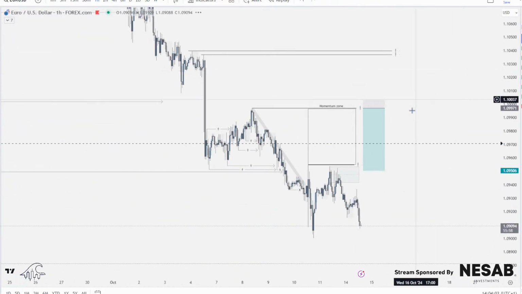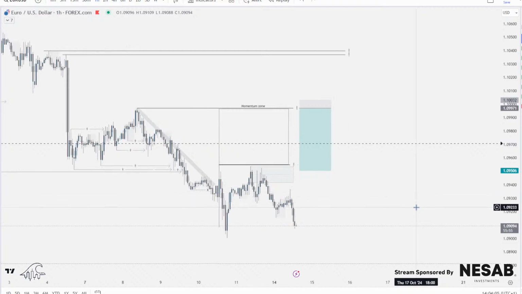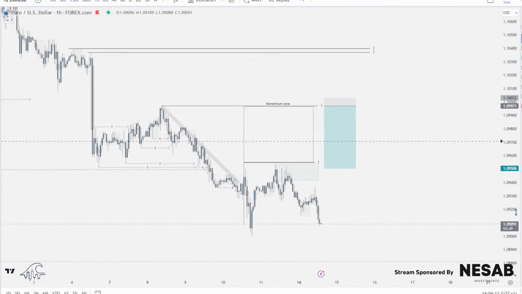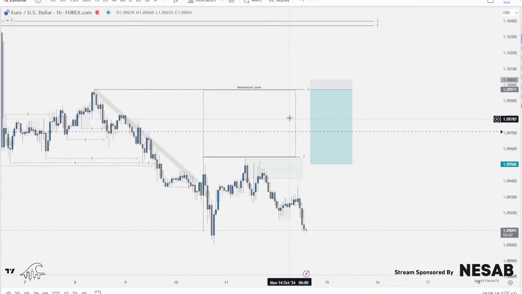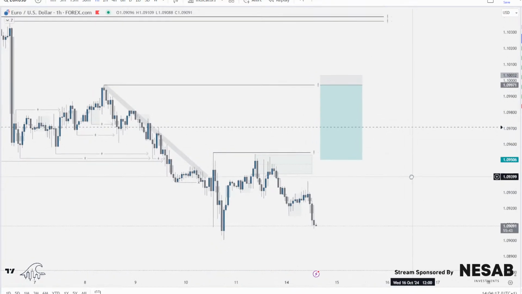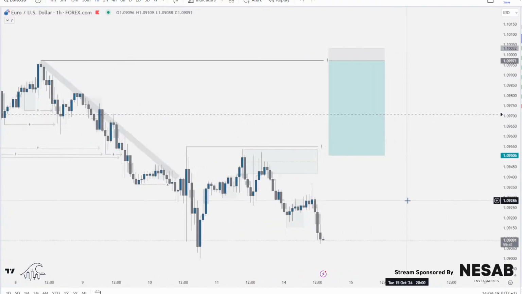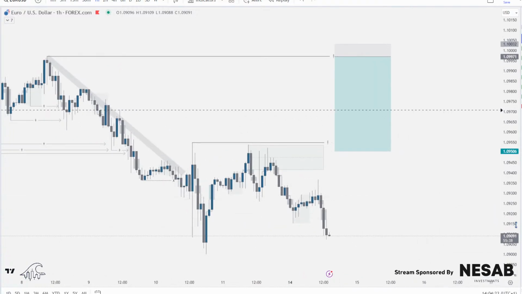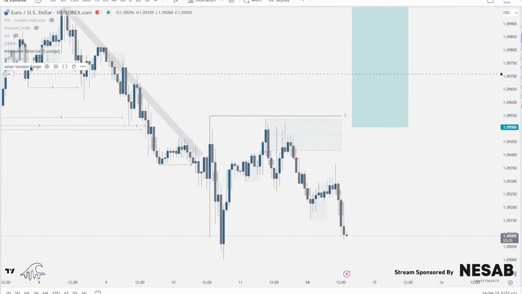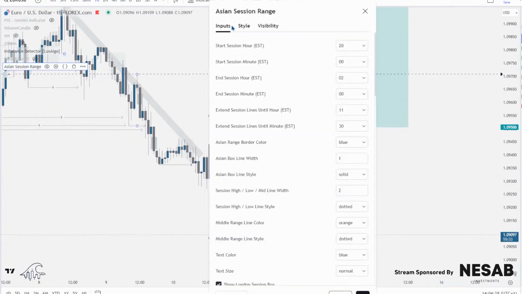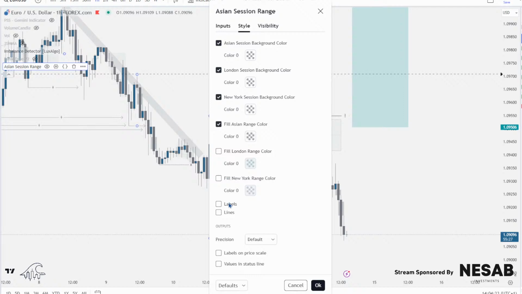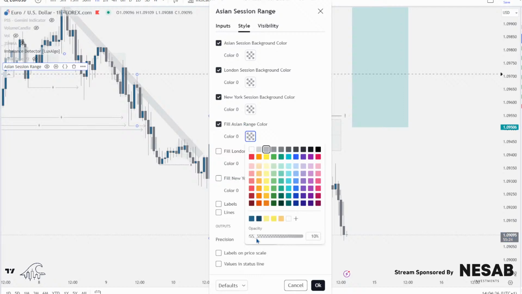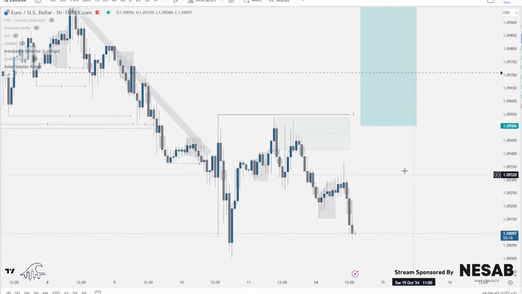So we're just going to go through the setups and the ideas that we have for this week so far. Okay, so as we stand, I'm just going to adjust this quickly to make it a little bit more visible. That is the Asian session range.